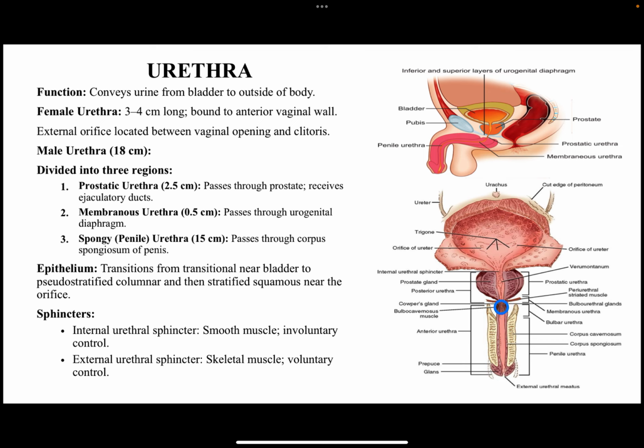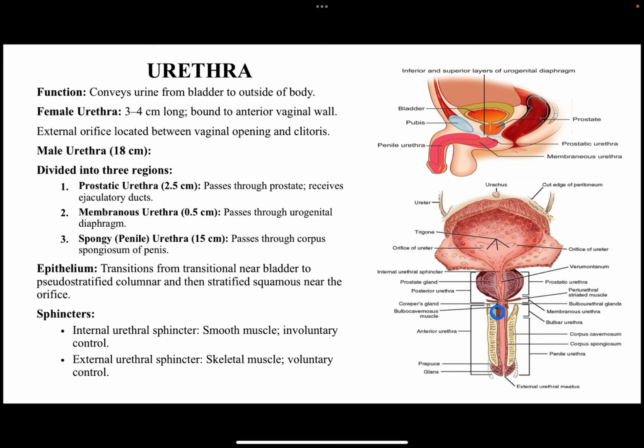That is the part that passes through the corpus spongiosum of the penis. This is what we call the corpus spongiosum. From here up to here is the corpus spongiosum. We have some also here. From here up to here, that is the corpus spongiosum. So the urethra that comes from here to here is what we call the penile or spongy urethra.